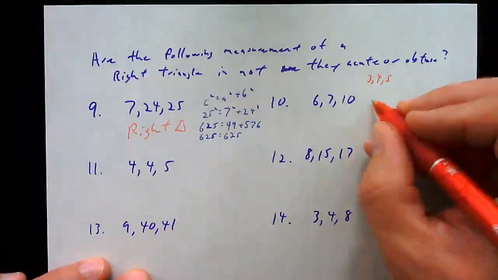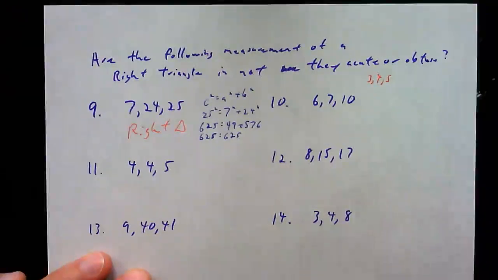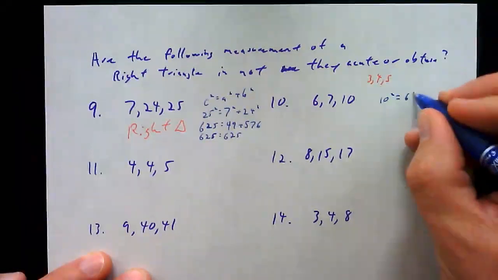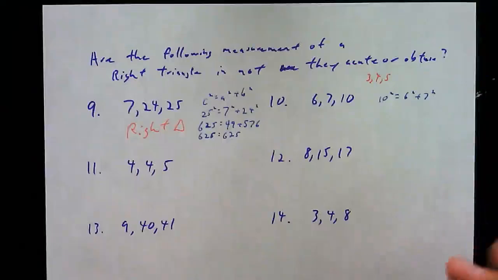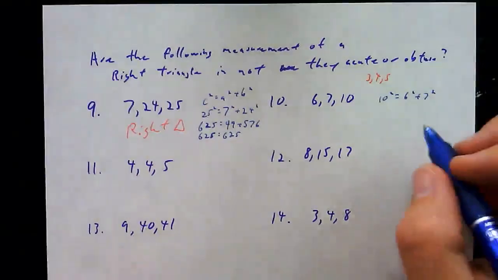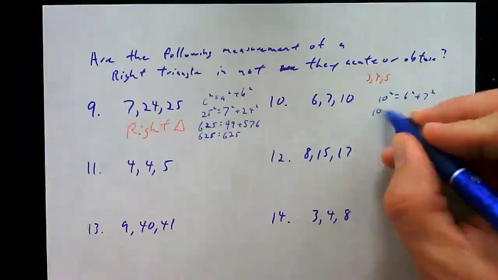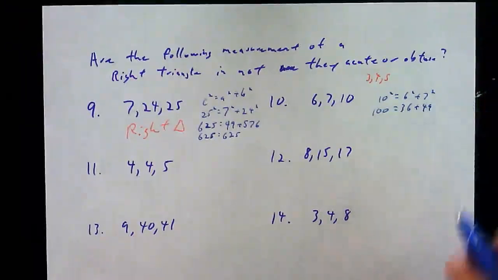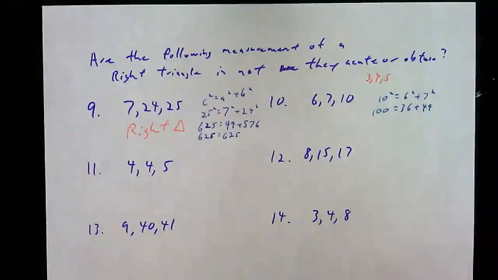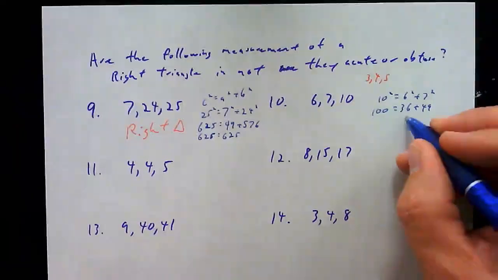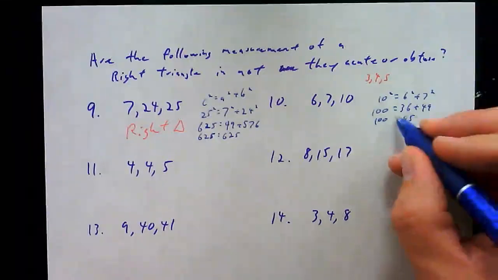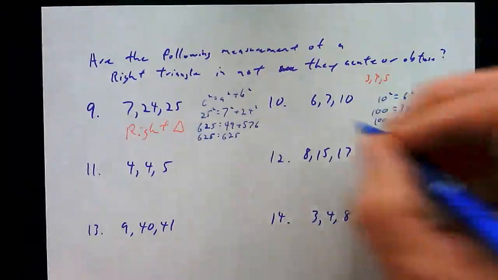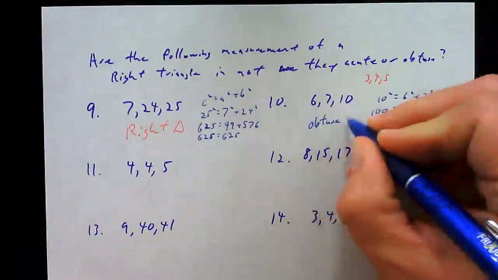So we could plug into the Pythagorean theorem and see. C would have to be the 10 since it's our largest value, equals 6 squared plus 7 squared. 10 squared is 100, 6 squared is 36, 7 squared is 49. Well, 36 plus 49 gives us a total of 85. So 100 is greater than 85. That means that if the C squared value was greater, this is obtuse. That's an obtuse triangle.